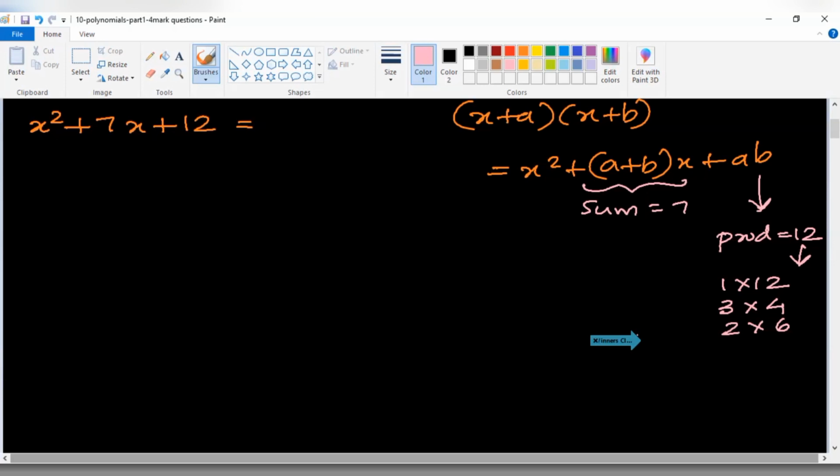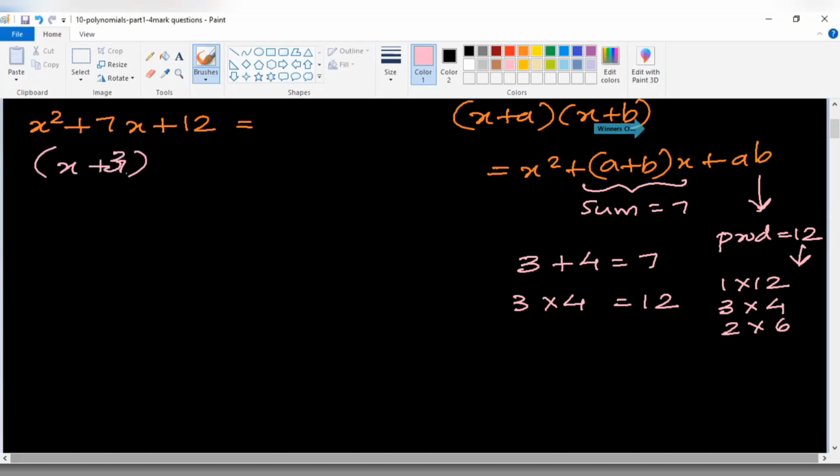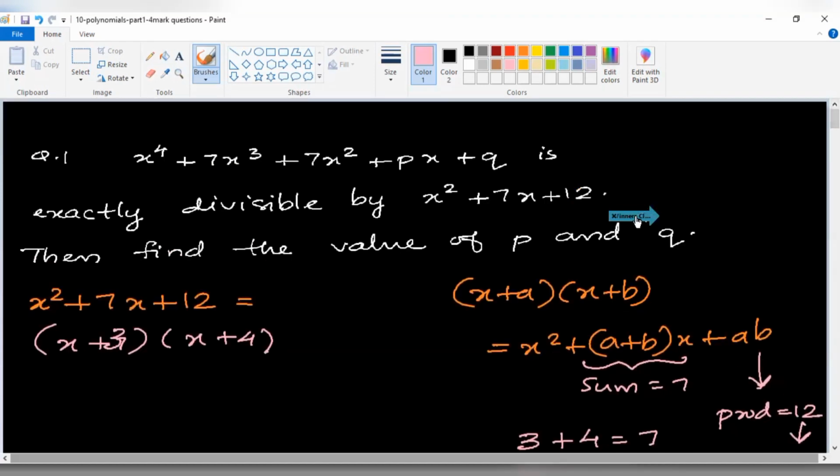So what we understand is, in place of a and b, we have 3 and 4, because 3 plus 4 is 7 and 3 into 4 is 12, right? So the product of the numbers is 12 and the sum is 7. It is satisfied by 3 and 4. That is, in place of a and b, we have 3 and 4. So we can write it as x plus 3 into x plus 4. Okay, I hope you understood. So first we have factorized the second polynomial.